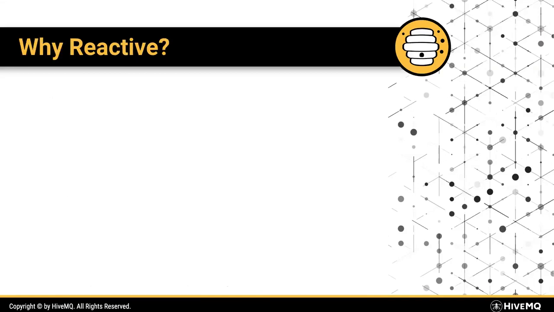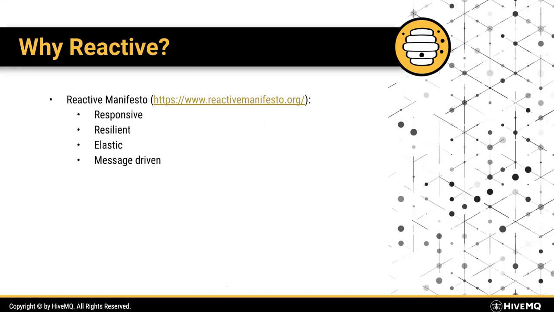Okay. I talked about reactive a lot today. Why would you even need this? The reactive manifesto states some features of a reactive system. It is responsive, resilient, elastic, and message-driven. And MQTT, it's a message-driven protocol. It is built for resilient systems with the quality of service guarantees you get.